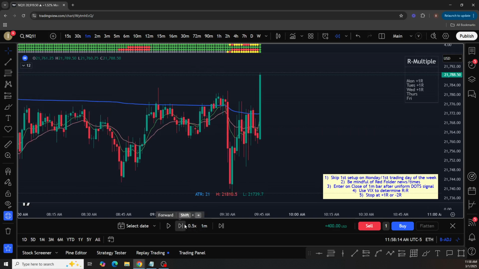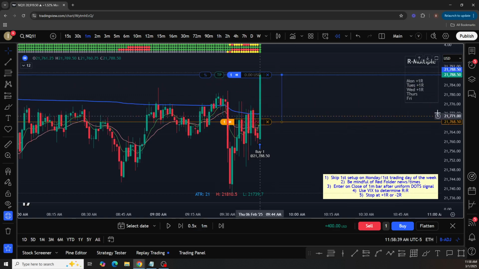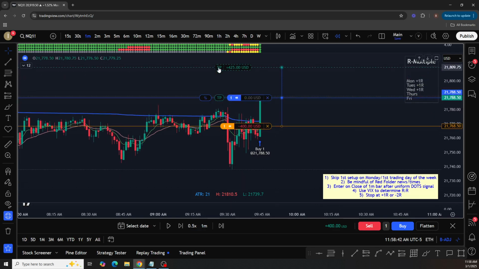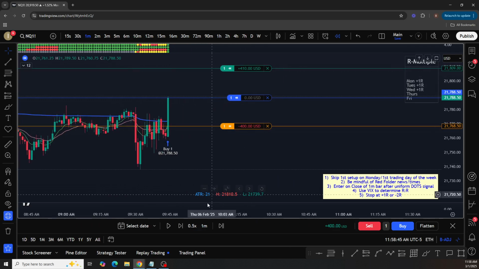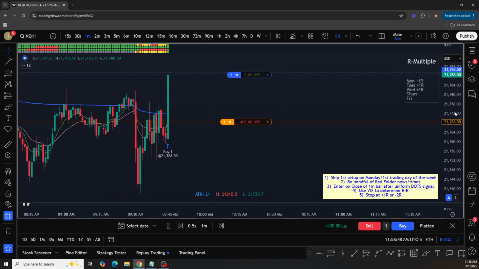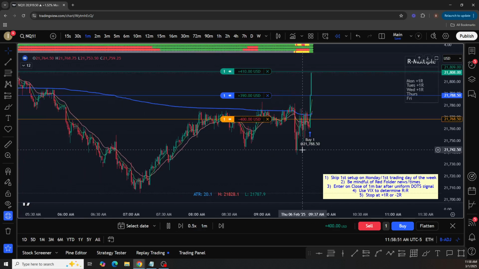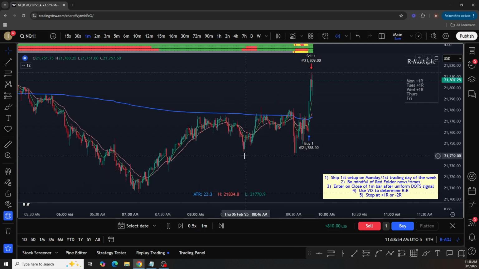So for me, I'm just looking at the dots. I like to know where the VWAP is. I use the moving averages and another entry function. But for this specific backtest, I'm just looking at what happens when there's the first column of uniform dots. So right here, ATR is around 20 points. It's close enough. There you go. This week is ridiculous.